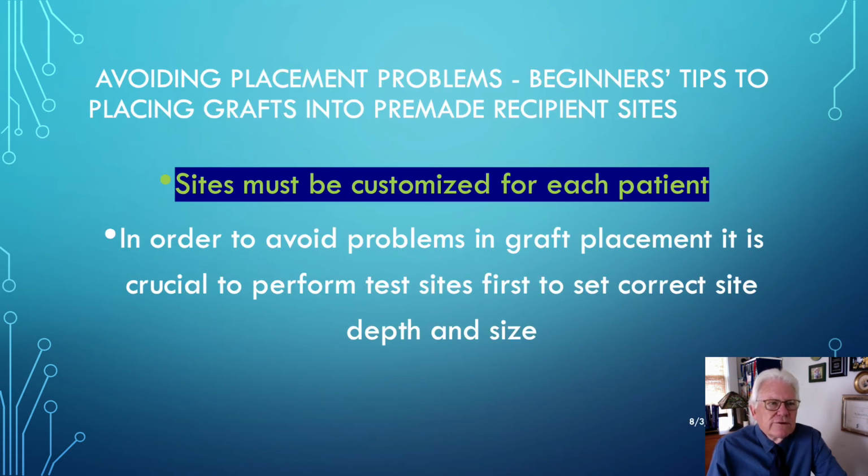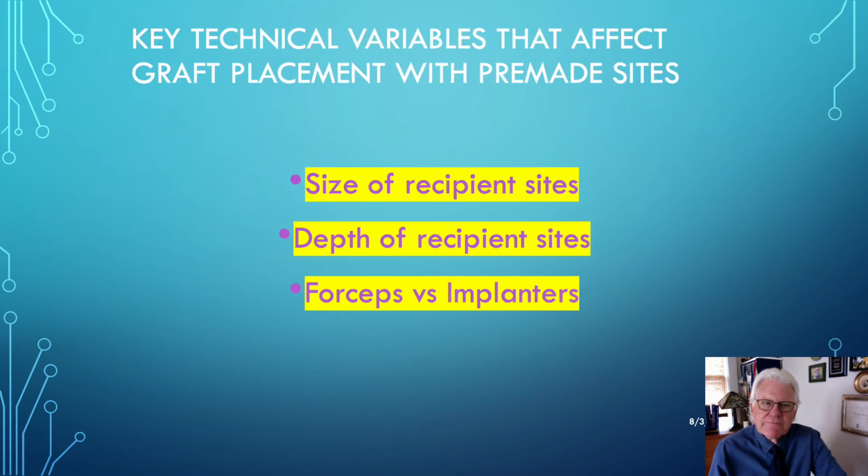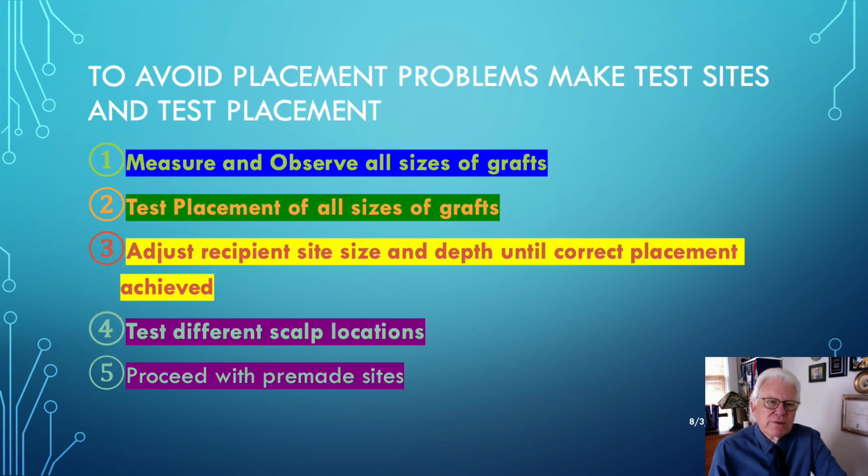We need to also think about avoiding placement problems, and tips to beginners about placing grafts into pre-made sites are important. Sites must be customized for each patient. In order to avoid problems in graft placement, it is crucial to perform test sites first to set the correct size and depth of the sites. The key variables that affect graft placement with pre-made sites are the size of the sites, the depth of the sites, and whether we're using forceps or implanters.